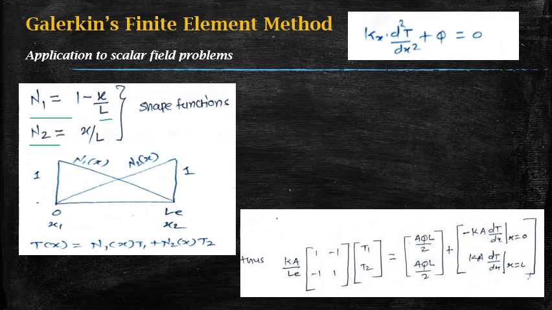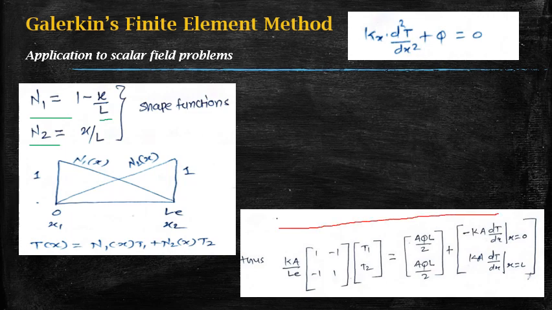So now you have the values of n1 and n2, you know the limits of integral, so you just substitute these values of n1 and n2 in the earlier equations and go on solving. So after solving these equations, you can rewrite the matrix equation in this form.